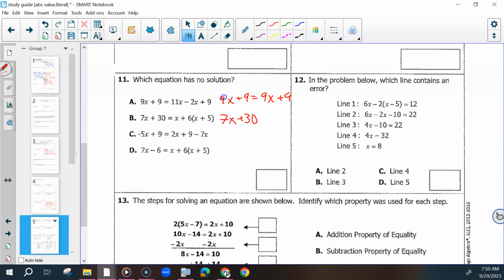7x plus 30 equals, this would be 6x plus 30. So 7x plus 30. Negative 5x plus 9. Negative 5x plus 9. This again is 6x plus 30, so this one would be 7x minus 6 equals 7x plus 30. So no solution. They have to have the same coefficient but different constants.